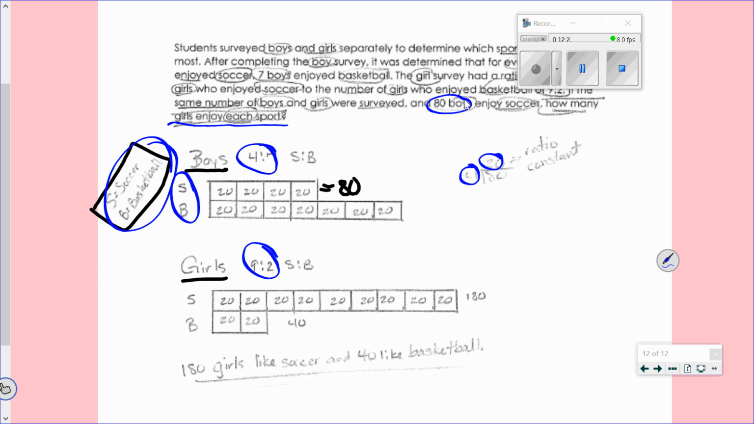How did I get that? Because I now have 9 boxes of 20, that's 180 for the soccer. 2 boxes of 20 gives me 40 for the basketball.